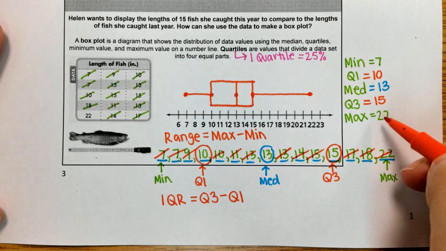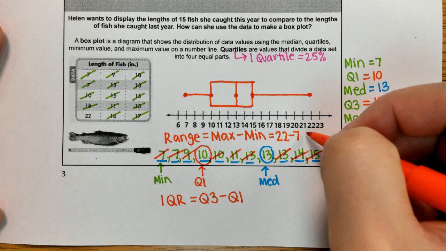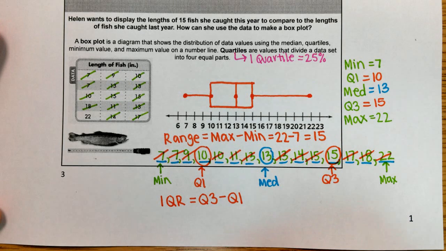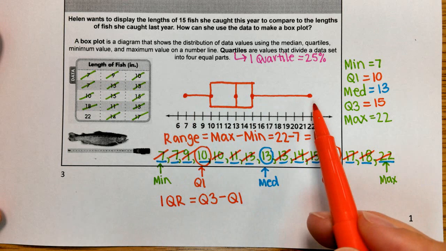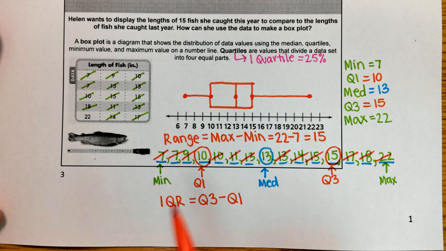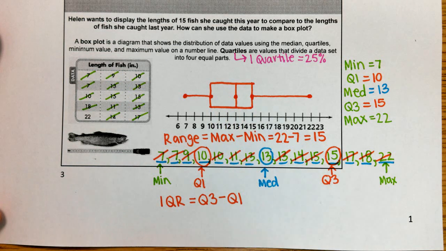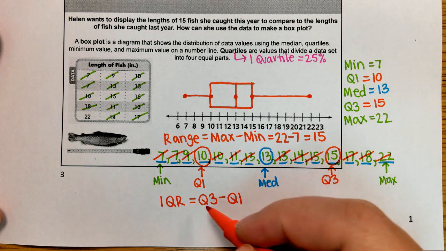So in this case, we would take 22 and subtract 7. 22 minus 7, and that gives me 15. So my range would be 15. So that means going from 7 to 22, it spans a distance of 15 numbers. Now the interquartile range is going to tell me how long my box is. Okay, so it's the distance of that box or the length of that box.